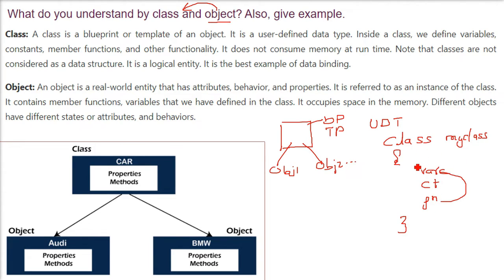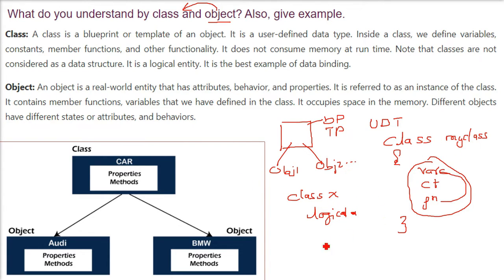Please remember, a class will not take any memory at runtime. Class, no memory at all at runtime. Class is not a data structure. It is just a conceptual logical entity. When we create the object, then memory comes. When you are encapsulating, variable and function are there, so it is called a binding. It does the data binding.